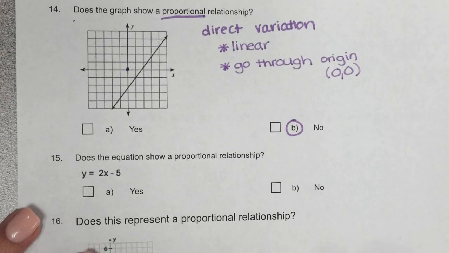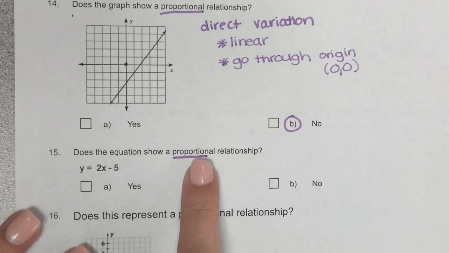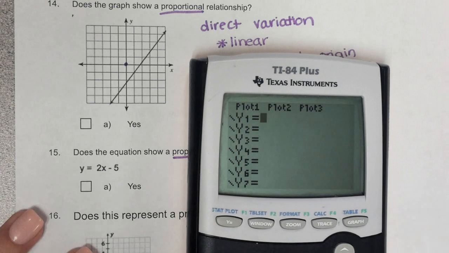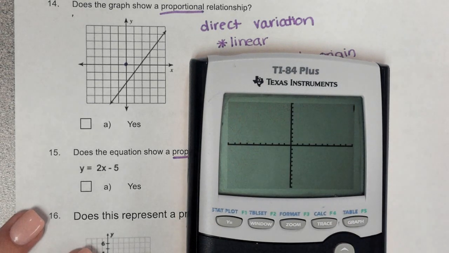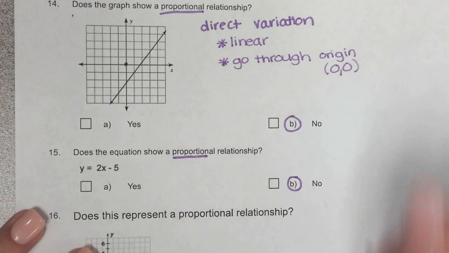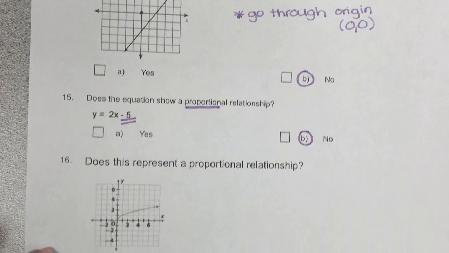So number 15, is it proportional? We just said that it has to be linear and go through the origin. So you could plug this in: y equals 2x minus 5. If you don't know what it looks like, go to the graph. Does that go through the origin? No. Or you could also tell because the y-intercept, or that constant right there, is not 0. There's a number other than 0 there.